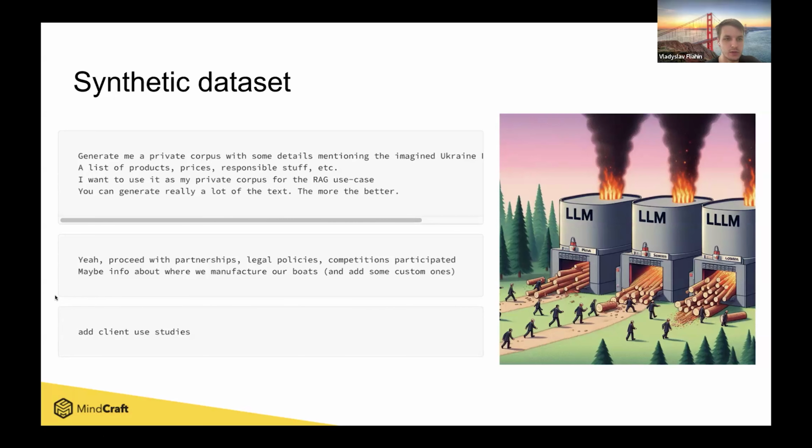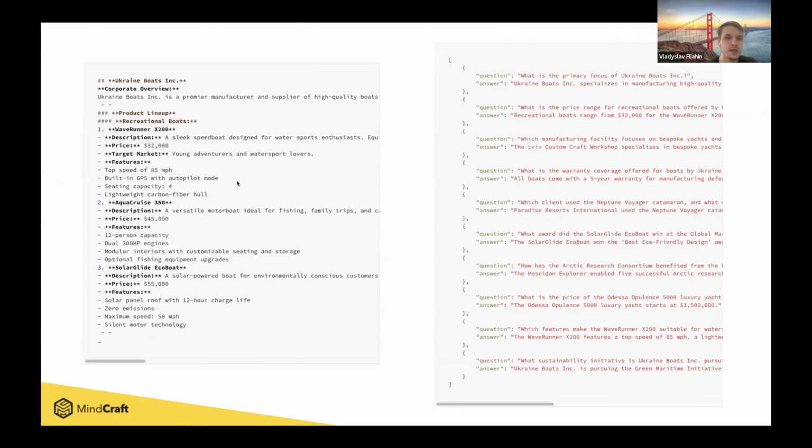There are sequential prompts to proceed with within a single chat. This way we generated data that looks like the one on the left. We have the company name, a company overview, a product lineup with synthetic names, descriptions, prices, and a lot of additional information. And this way you can generate a pretty valuable synthetic dataset without harm to any private information. And on the right, we have also generated a list of question answers from this corpus, also using LLMs.